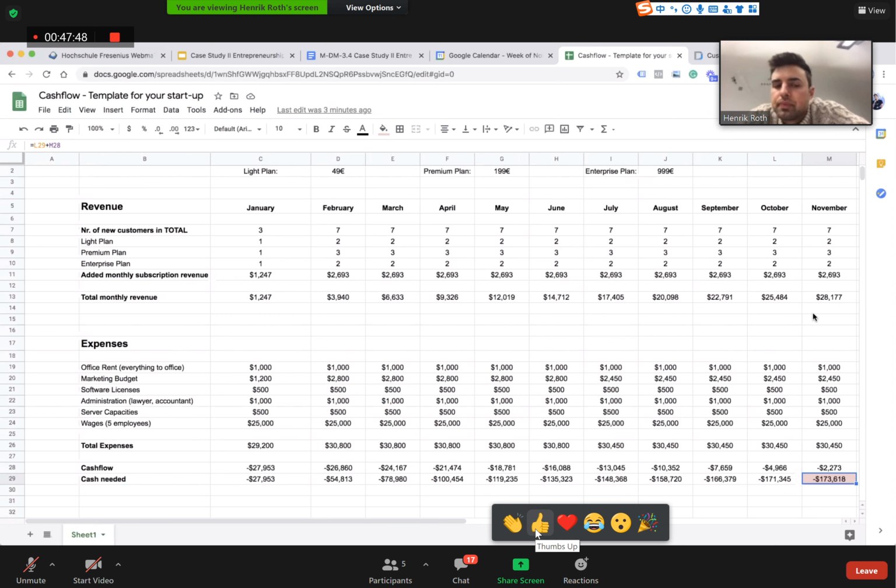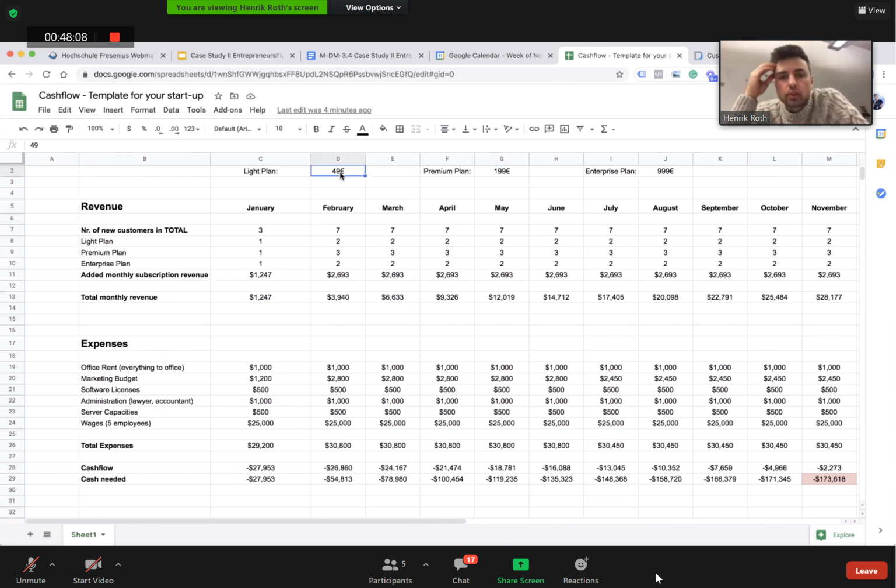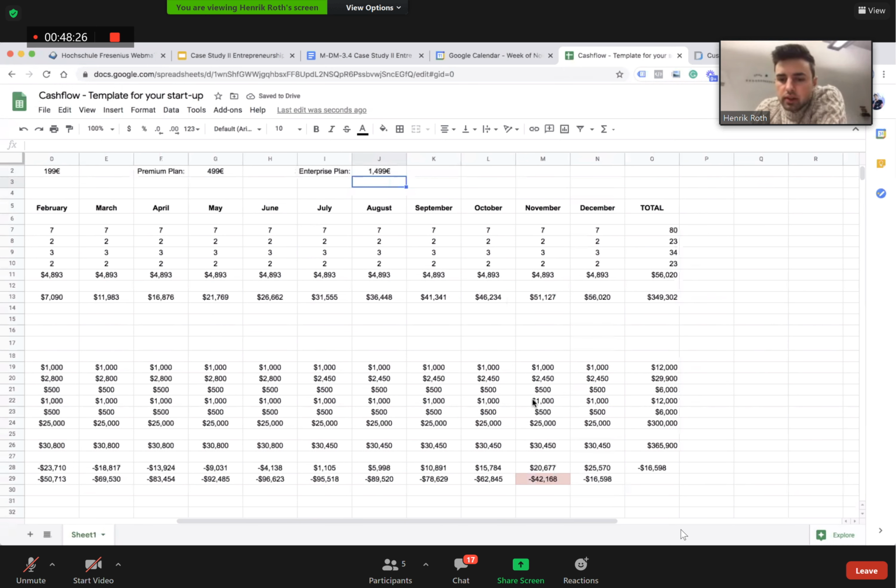They will believe you. For example, what we could still do here is say, hey, okay, this looks not really good, not promising. Let's just change, and I'm really curious to see what happens. Let's change the pricing, because pricing has the biggest influence on the profit and on the revenue side. So let's say the light plan costs 199 euros, the premium plan costs 499, and the enterprise plan costs 1,499. Then you see that the break-even point is already in July.